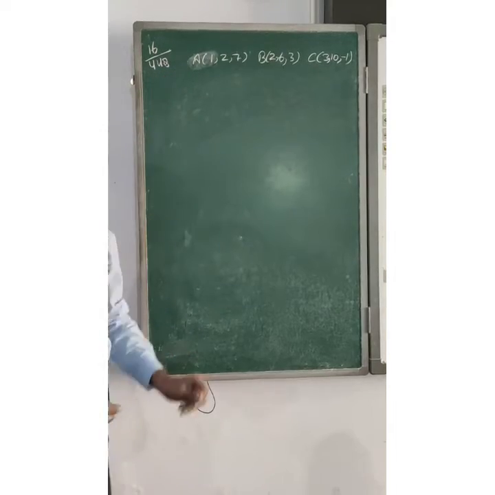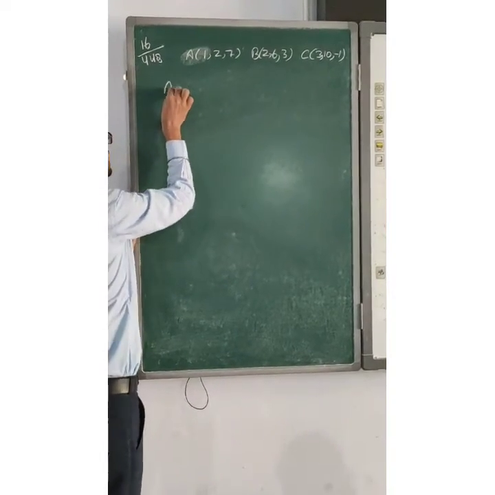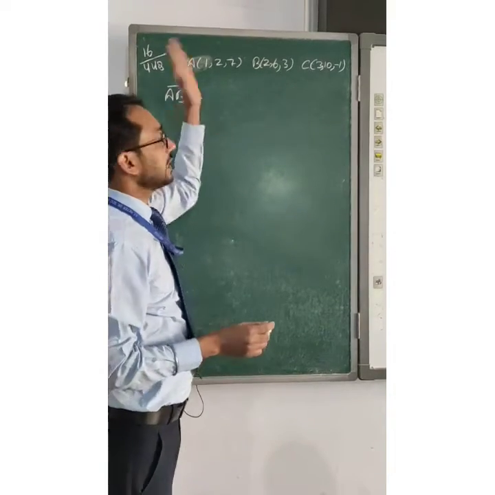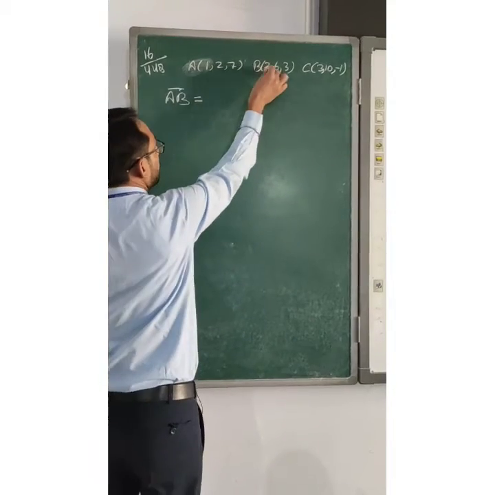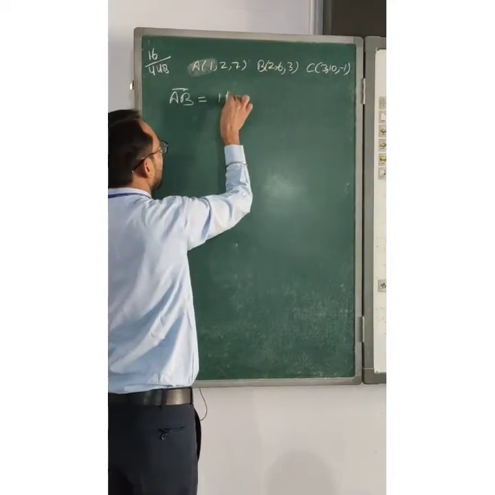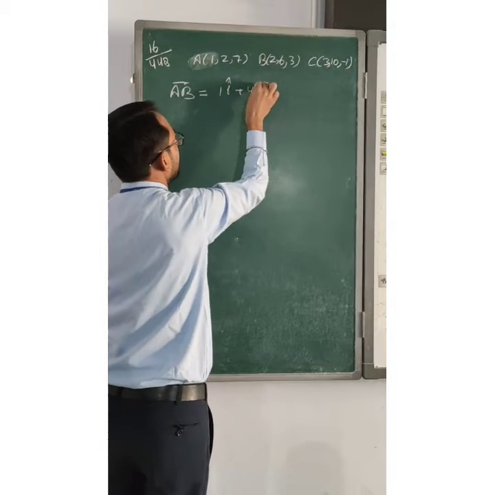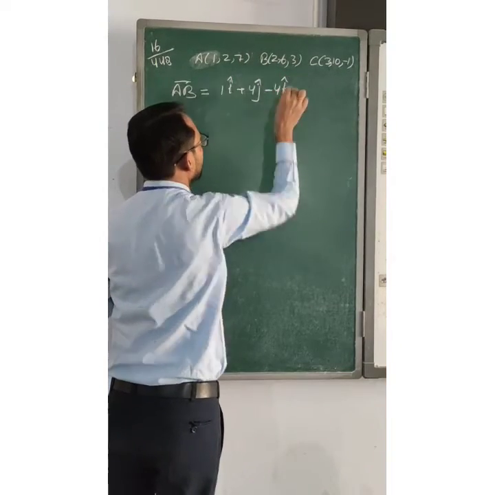It is question number 16 of the same exercise. So we are calculating vector AB. This is B minus A. With that we will be getting the values of the vector. So 2 minus 1, 1 i cap, 6 minus 2, 4 j cap, 3 minus 7, minus 4 k cap.